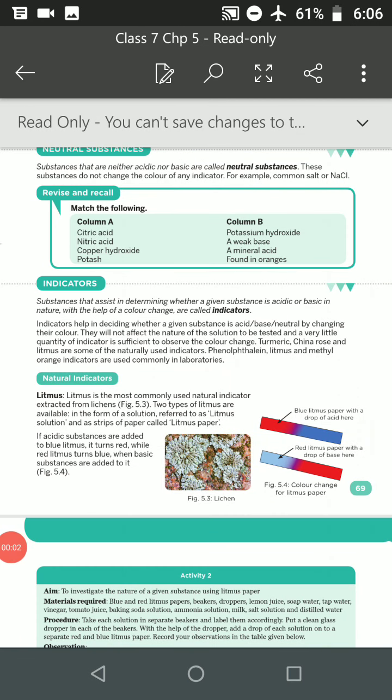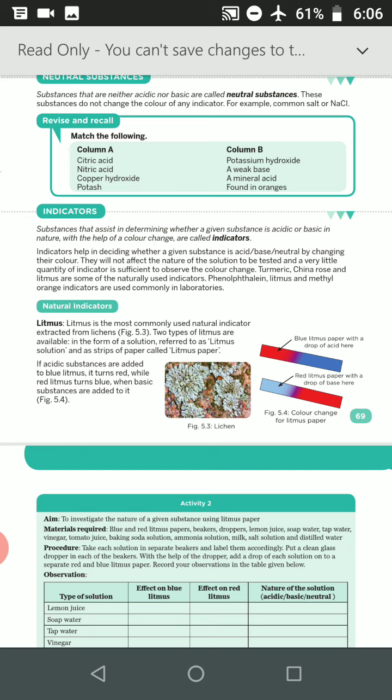Hello students, we are doing chapter 5. In this we have done the properties of acids and properties of bases. So now we are going to do indicators.